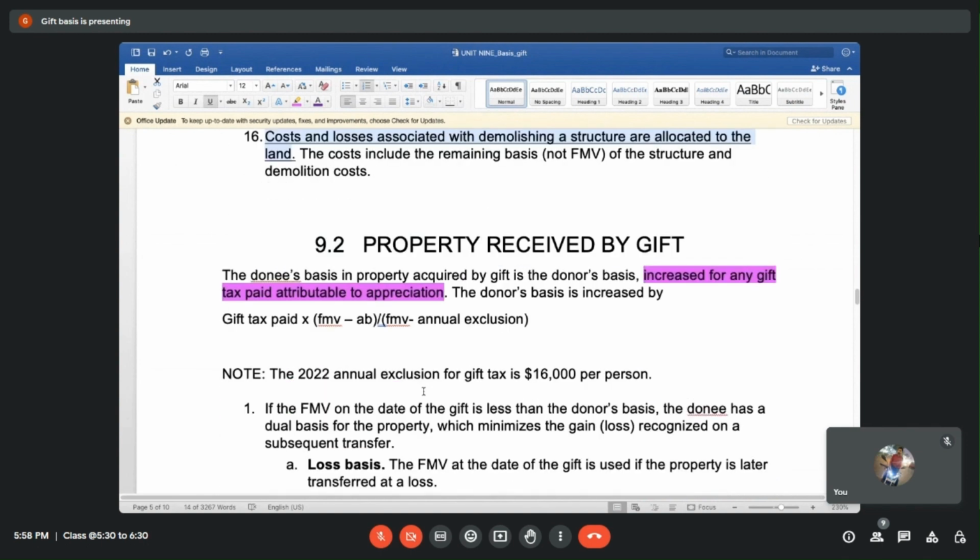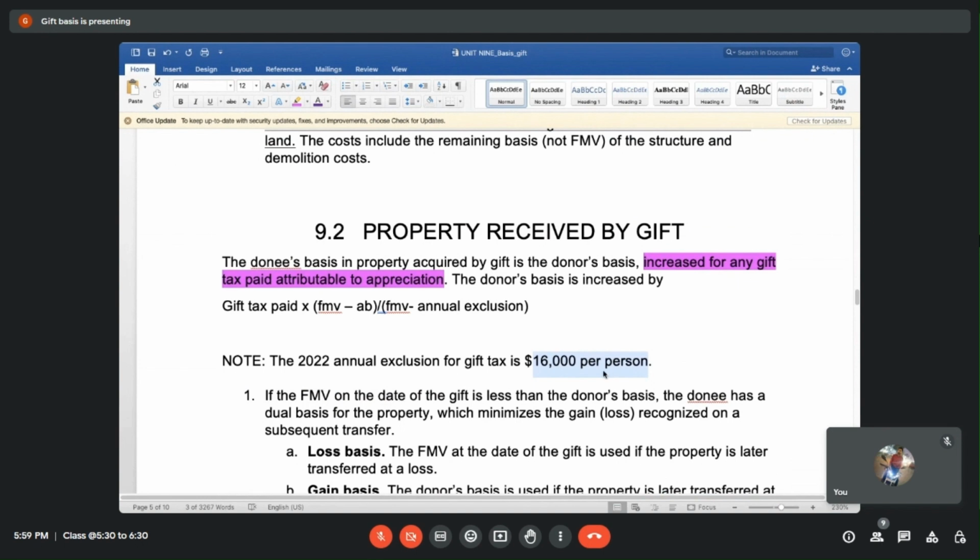Okay, let's look into property received by gift. There is an annual exclusion limit in the US. I think it was 15,000 per person last year, and for 2022 it is 16,000 per year. So any gift given up to $16,000 is not going to be taxable. This applies per recipient: a donor can give to 2 or 3 people, but it cannot be more than 16,000 per person.